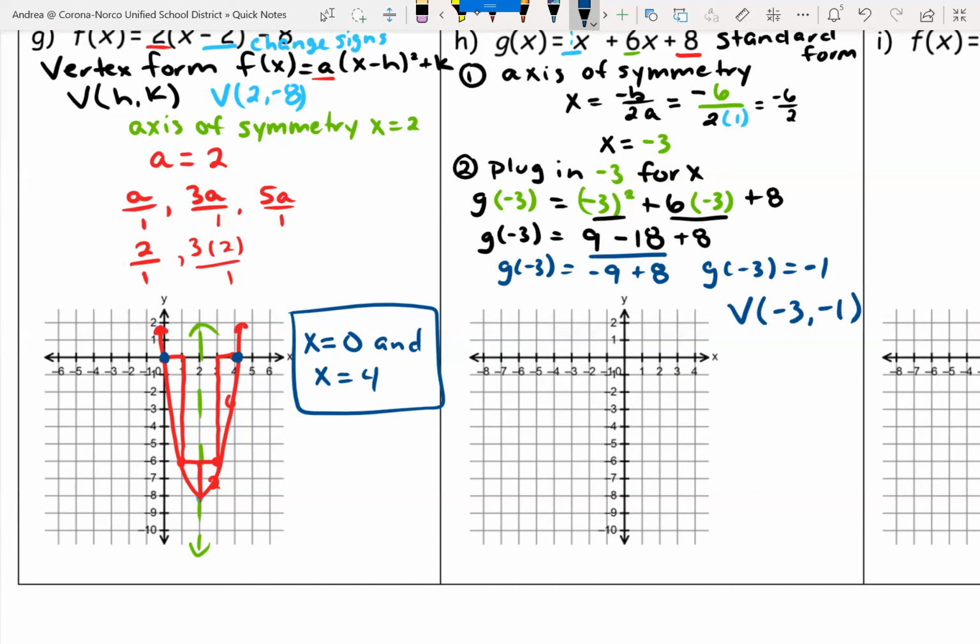Okay, refreshing our memories. So I'm going to go where x is negative 3 and y is negative 1. My axis of symmetry was x equals negative 3, so I'll draw that in. Then we need to use our pattern rate of change and our a value. Class, what's the a value? 1. So then it's a over 1, then 3a over 1, then 5a over 1.